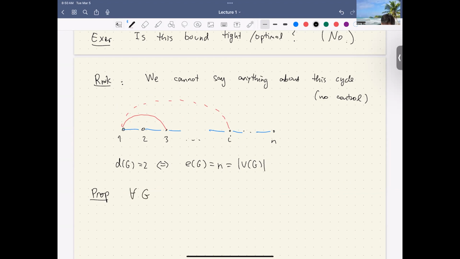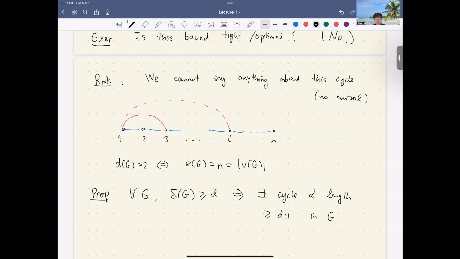For any graph G, if we know the minimum degree is at least D, for some natural number D, let's say a natural number at least 2, we've seen the case D equals 2. So if the minimum degree is at least D, then there exists a cycle of length at least D plus 1 in G.